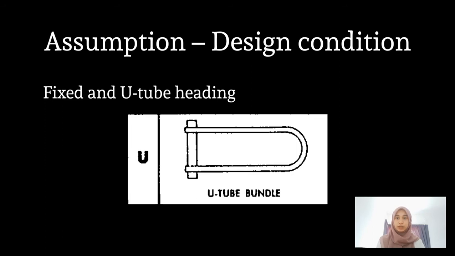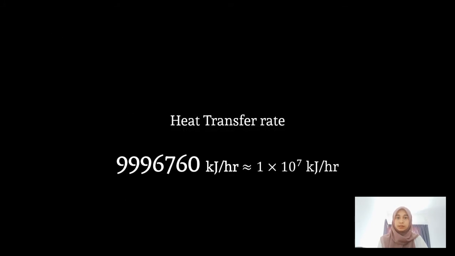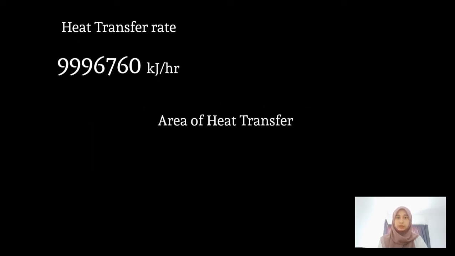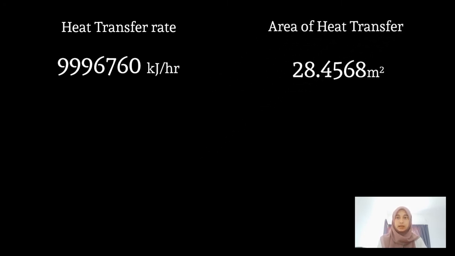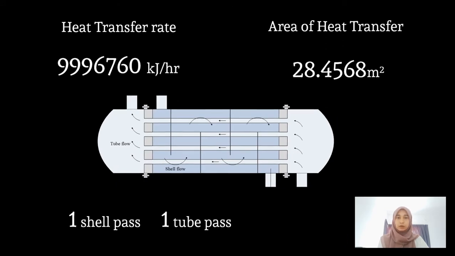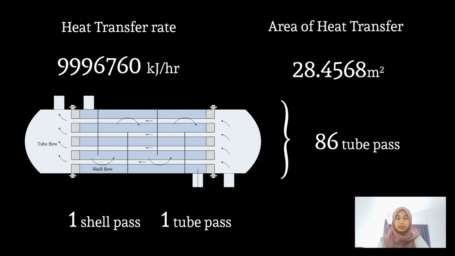Based on our calculation, we obtain that the most suitable heat exchanger is the shell and tube heat exchanger with rate of heat transfer of approximately 10 million kJ per hour. Also, we have determined the area of the heat exchanger, which is 28.4568 meters squared. Next, there will be a total of 1 shell pass, 1 tube pass and 86 tubes per pass. Yongsin, can you please justify the results that we get?